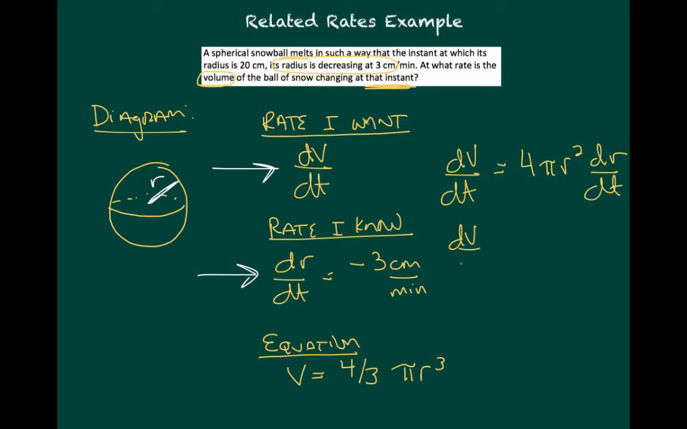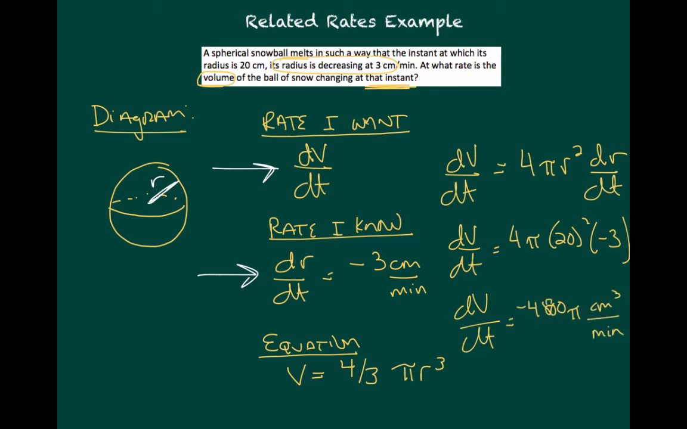But dV/dt is going to equal 4 pi, and they tell me that the radius is 20 centimeters, and that the change in radius is negative 3 centimeters per minute. So I multiply these out, and I see that my dV/dt is going to be negative 4,800 pi cubic centimeters per minute. That's a huge change due to just the negative 3 centimeters per minute change in the radius.